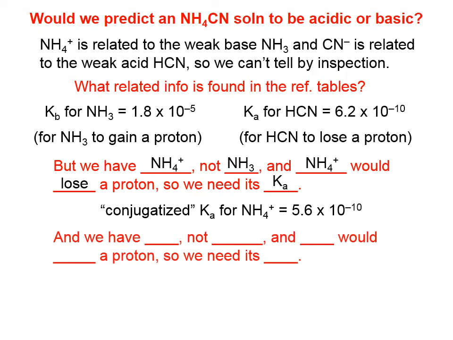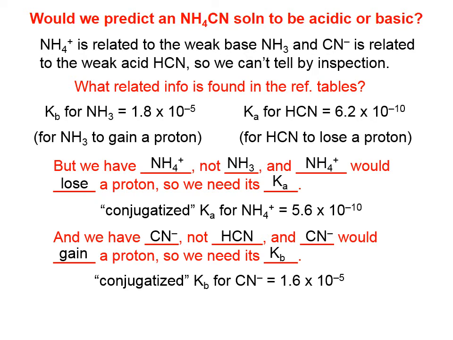We need to do something similar with the anion. And we have the cyanide ion, not hydrocyanic acid. And cyanide ion would gain a proton. So we need its Kb. We need to calculate the conjugatized Kb for cyanide ion. And again, we do it the same way.